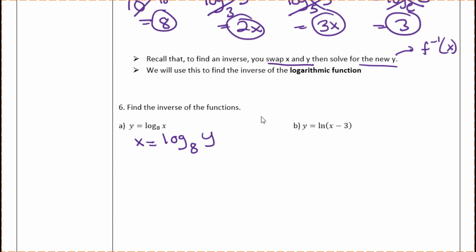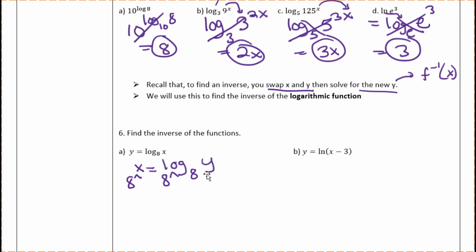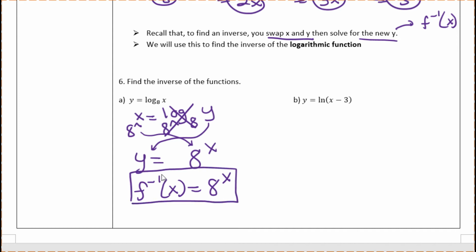Since we have a log base 8, I need to cancel that out. In order to cancel that out, I'm going to raise both sides to the 8 power, so we do 8 raised to both sides. And that will cancel these out. Remember, that cancels out because of this property right here. If I have 8 raised to the log base 8, it cancels out and leaves me with x. That's the property that we're using, the fact that they're inverses. So these cancel, and now I have y equals 8 to the x. Therefore, now I'm going to replace y with f inverse. And there's my inverse function. Notice that I get an exponential function. I get something raised to the x power.